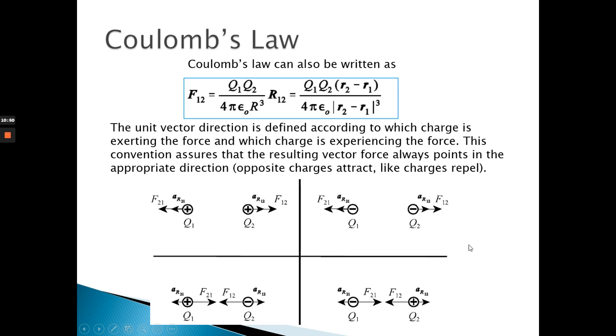Continuing with this one, there can be 4 different scenarios here. There can be 2 positive charges. One positive charge and another positive charge will repel each other. If this charge is bigger than this one, then this force will be higher, and if this charge is bigger than this one, then this force will be higher.